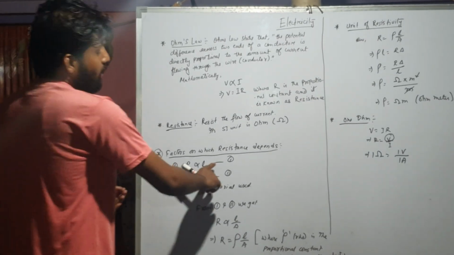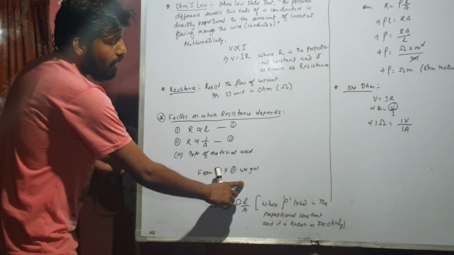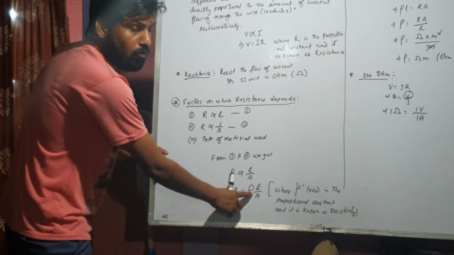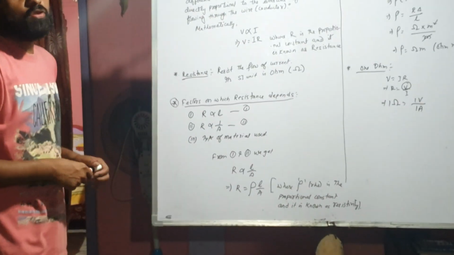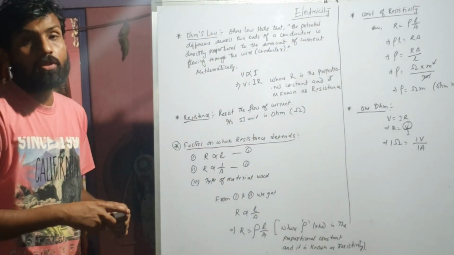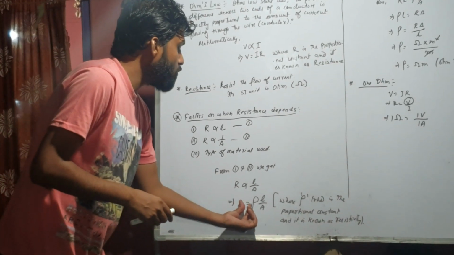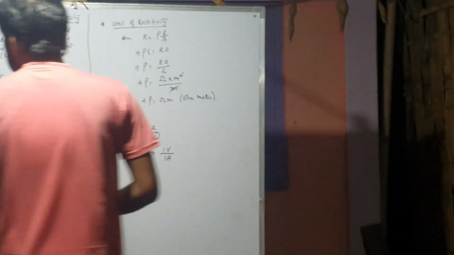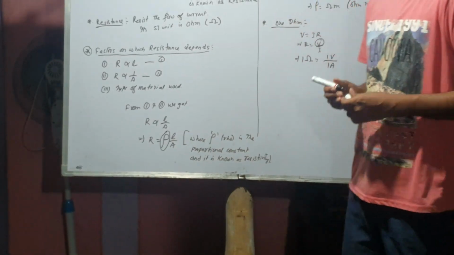If you take this as equation 1 and equation 2 and compare them, you get R is proportional to L by A. To remove the proportional sign, I bring in this symbol, which is rho. The symbol is pronounced as rho, and this is known as the resistivity of the conductor, or resistivity of the material. The formula you get is R is equal to rho into L by A. Now we got our new term, rho. So we need to find out the SI unit of rho now.